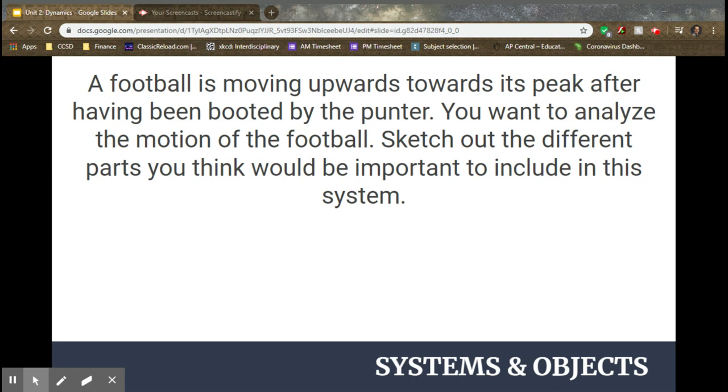Once that person is finished kicking it and that ball is in the air, the person who kicked it is no longer affecting it whatsoever. And so in this case, we would not include the player who kicked the ball. If the question was instead, you want to analyze the forces and motion of the football as it's being kicked, then we would want to include the player who kicked it because there's a force being exerted on it right then. But after the ball has started traveling through the air, that doesn't matter anymore. And so we won't worry about including the player who kicked the ball.